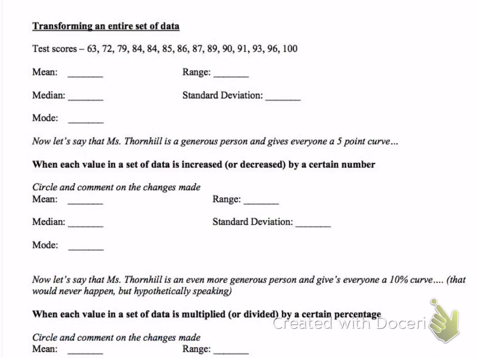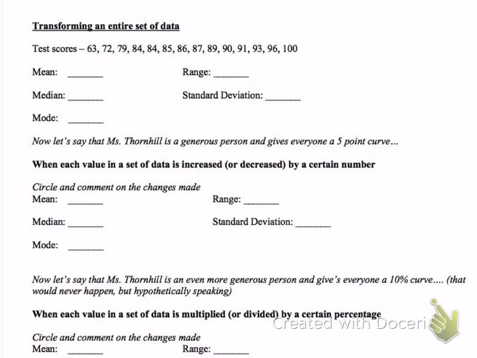Okay, so once you have typed all of those test scores in, we are going to find the mean, median, mode, range, standard deviation, and then we're going to talk about how data is transformed. So original, this is my test scores for 5th period.